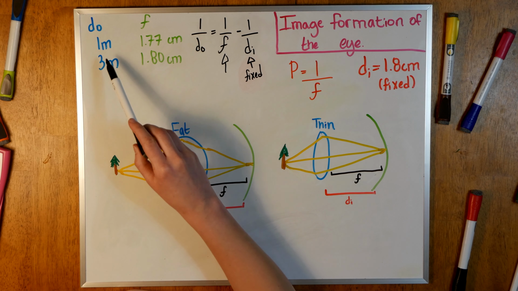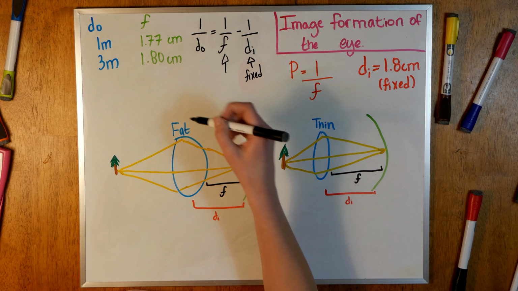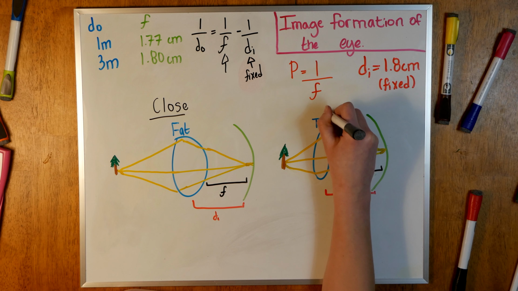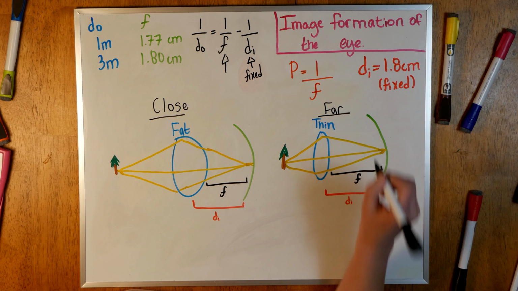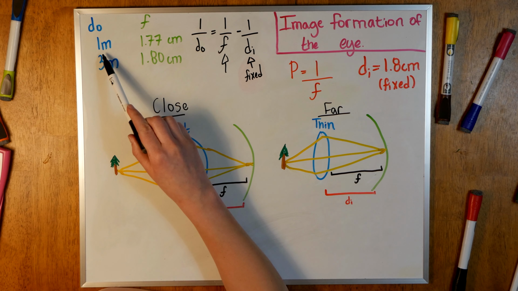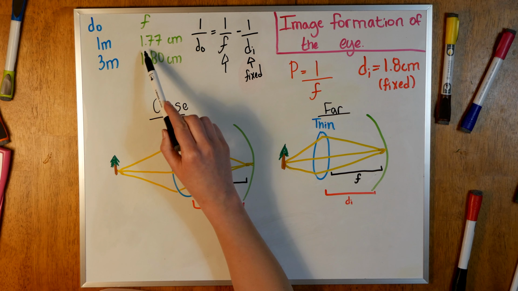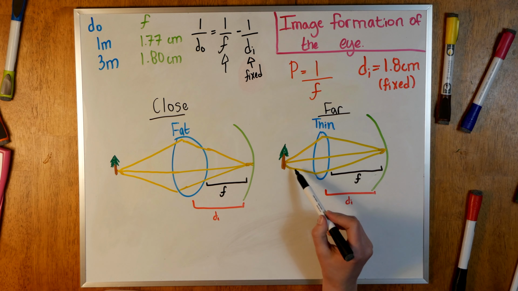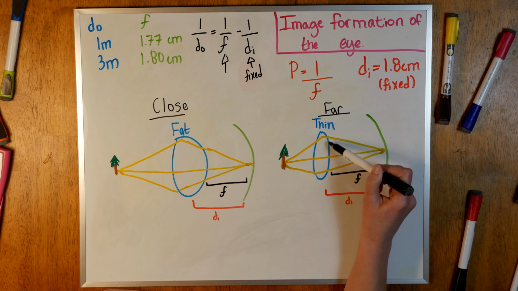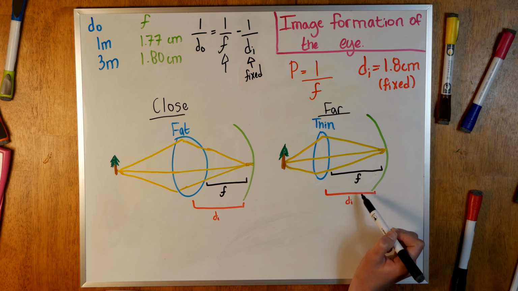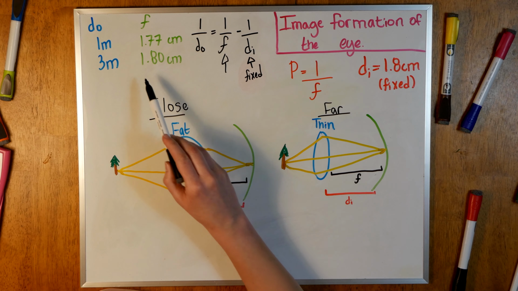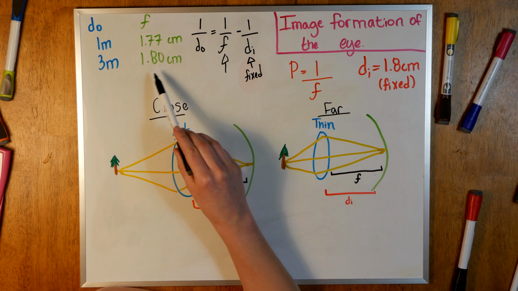You can see over here that when you want to see something close up, let me write that down. This is if you want to see something close. This is if you want to see something that is far. So if you want to see something that is close, like about 1 meter, your focal length is actually a little shorter. It's about 1.77 centimeters. However, if you want to see something farther away, the lens gets thinner, increasing the focal length. You can see here to see something 3 meters away, something farther away, you have a longer focal length, about 1.8 centimeters.